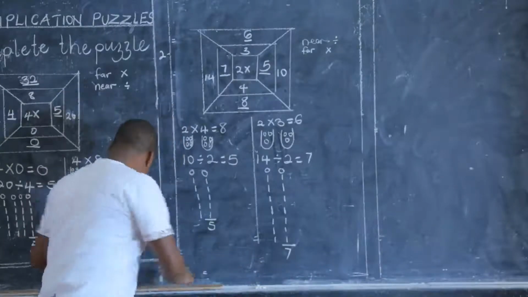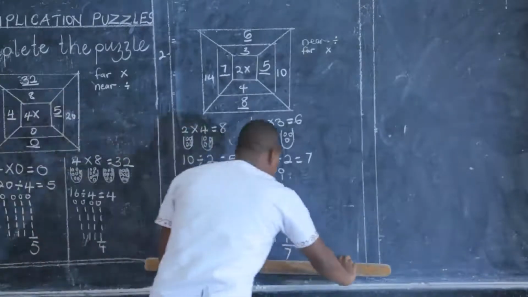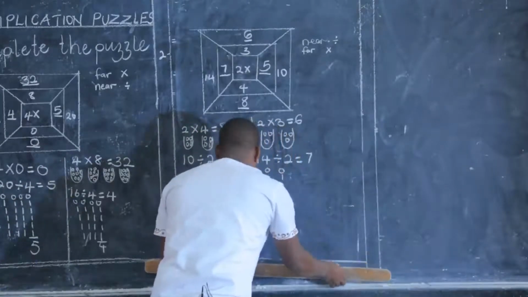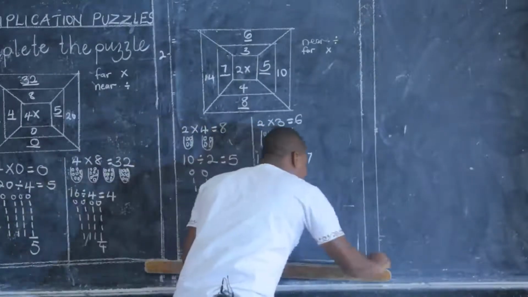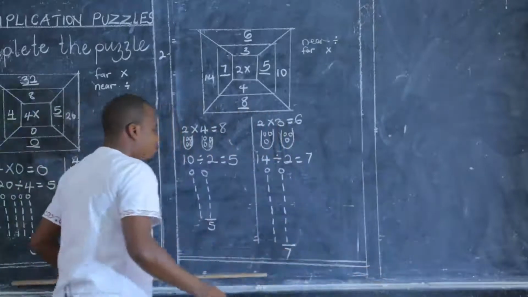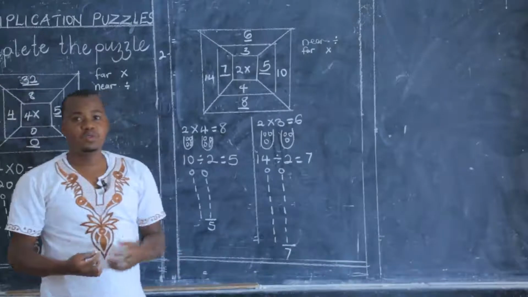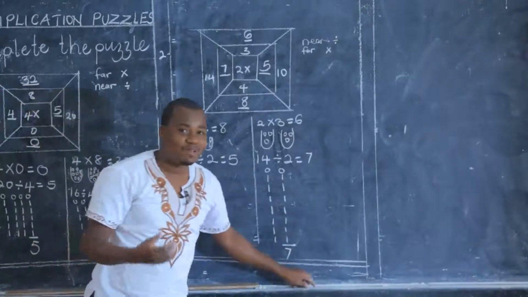So after this, what am I going to do? Get your pencil and a ruler. Then you underline your work smartly. So that is simply what we do when we are completing puzzles, my good children.